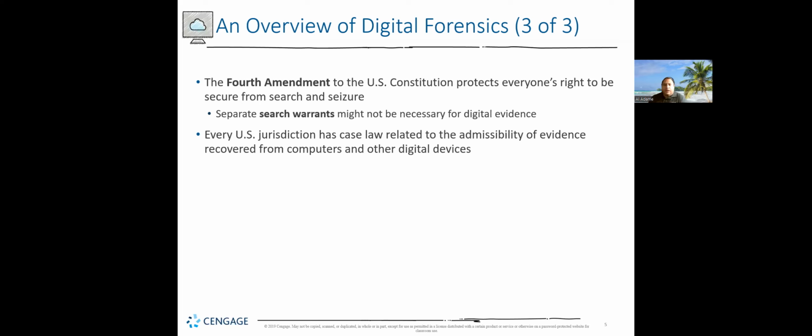Every U.S. jurisdiction has case law related to the admissibility of evidence recovered from computers and or digital devices. That's true. And every county, every state, they have laws for this kind of stuff. It can get kind of dry. This stuff does get a little bit dry, guys. I am warning you. So, like I said, take a break, drink some water. I will be here when you get back.